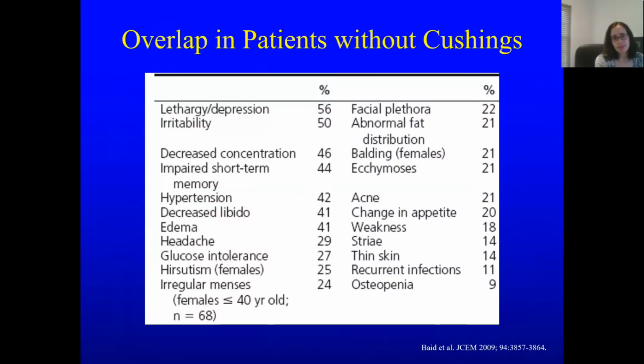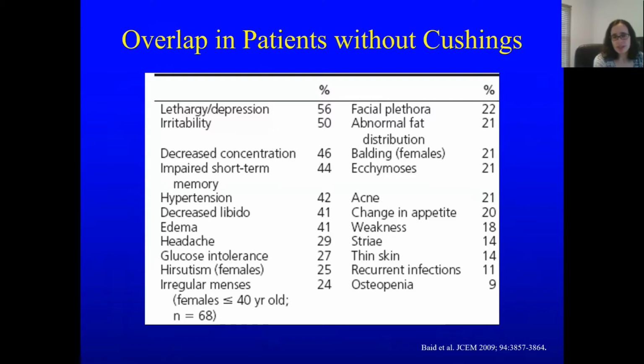Then this is just to illustrate again the overlap in patients without Cushing's. Lethargy, depression. This is a common symptom in Cushing's, but it's also a common symptom of people in real life, with 56% overlap. Irritability, decreased concentration, impaired short-term memory, hypertension. All of these things you can see in patients in the general population.